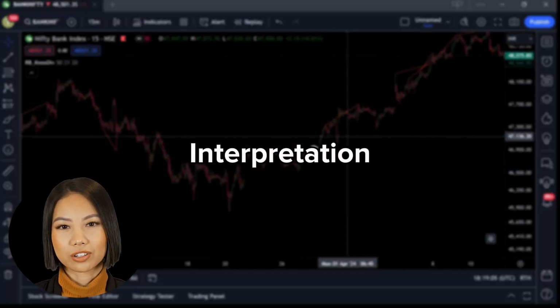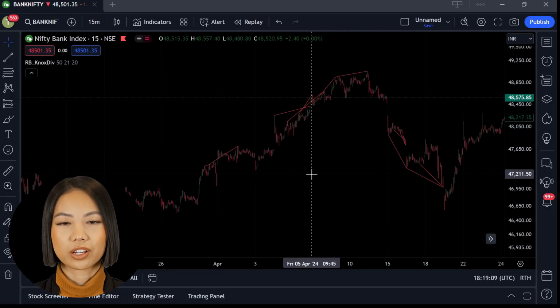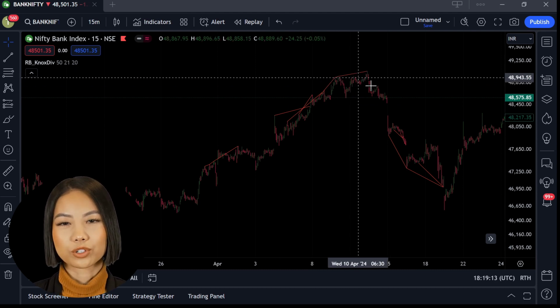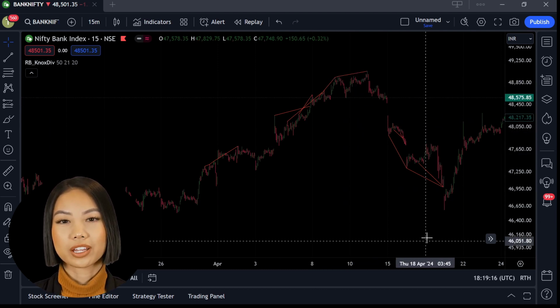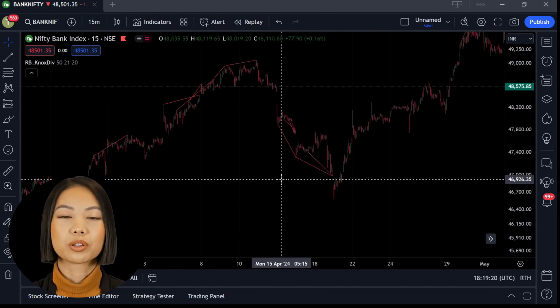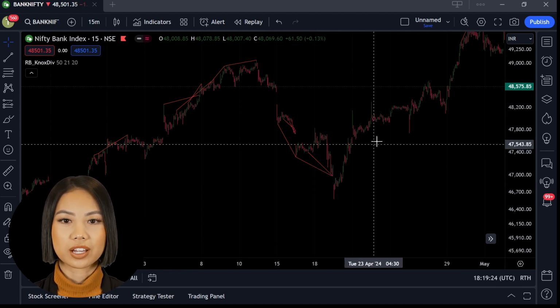Interpreting buy and sell signals. A bearish divergence occurs if the divergence line appears above the price during an uptrend. It signals a potential trend reversal to the downside. Conversely, a bullish divergence occurs if the divergence line appears below the price during a downtrend. It indicates a potential trend reversal to the upside.